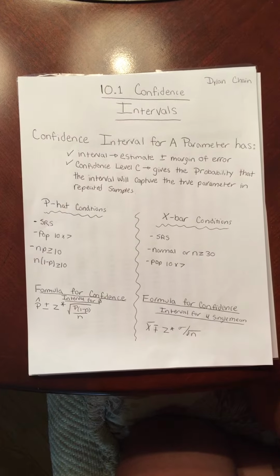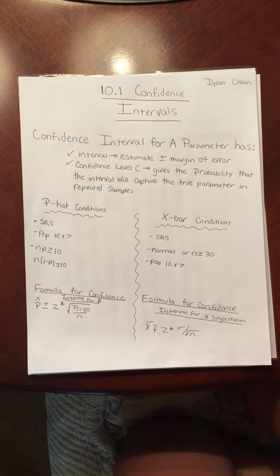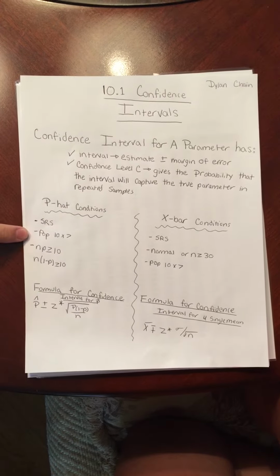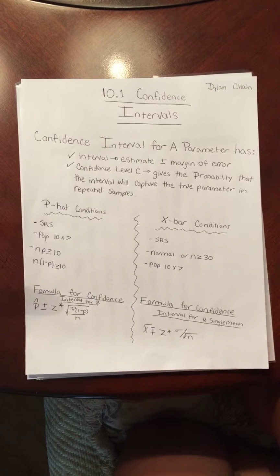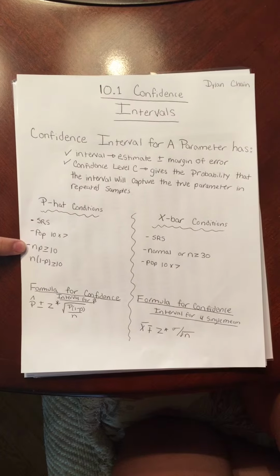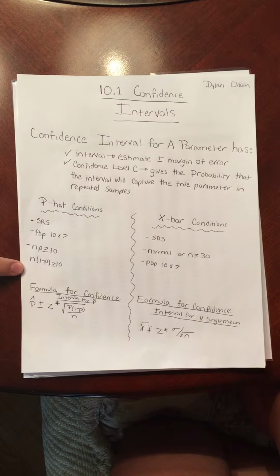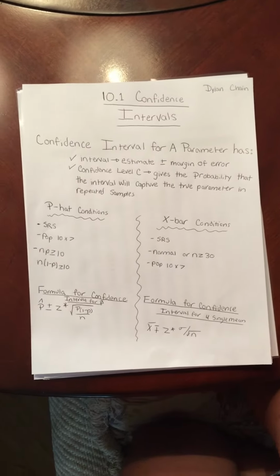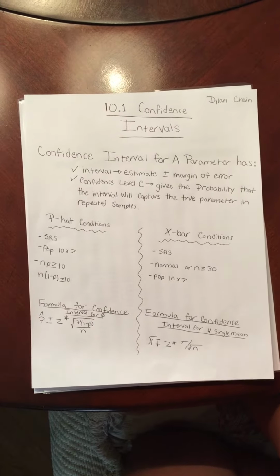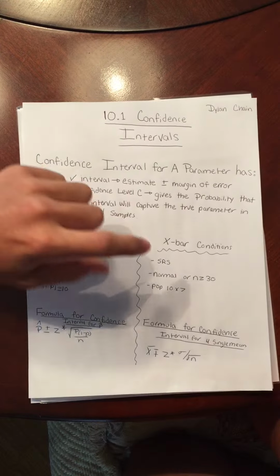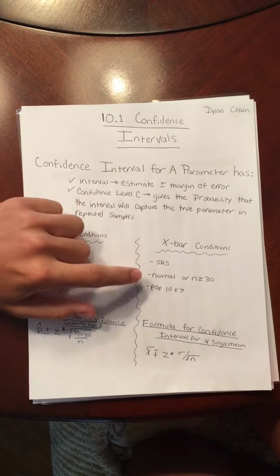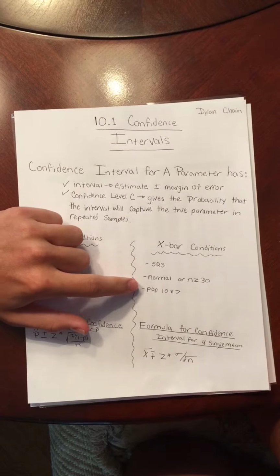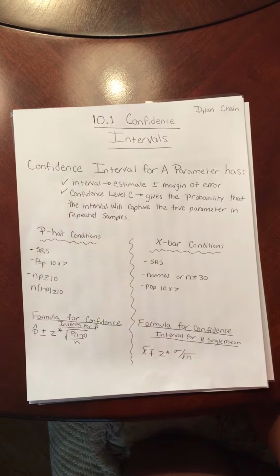Conditions for the sampling distribution of p hat are: it must be an SRS, the population is at least 10 times greater than the sample size, n times p is greater than or equal to 10, and n times 1 minus p is greater than or equal to 10. Conditions for the sampling distribution of x bar are: it must be an SRS, it must have a normal distribution or n is greater than or equal to 30, and the population is at least 10 times greater than the sample size.